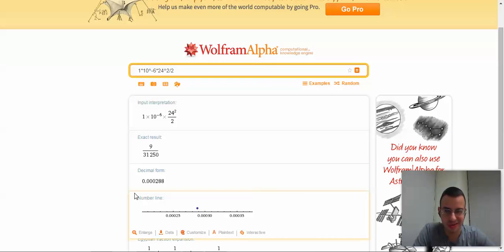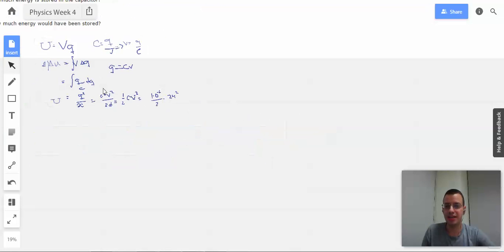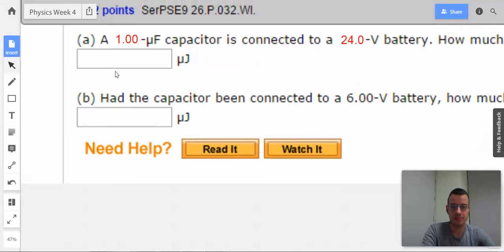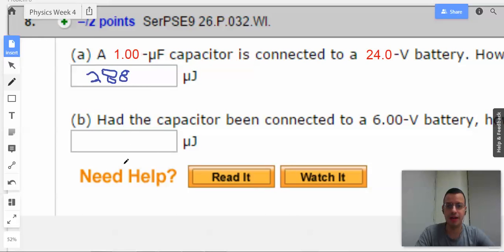That's pretty small. How small is that? 1, 2, 3, 4, 5, 6. I'm going to say 288 microjoules. Okay, 288. That's a terrible 8. See if I can do better. And slightly better, but not much.